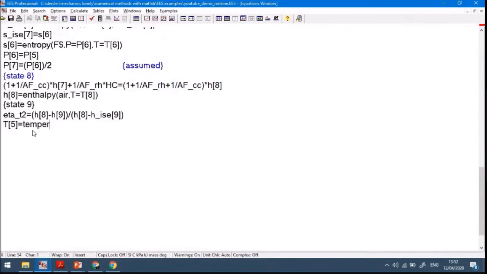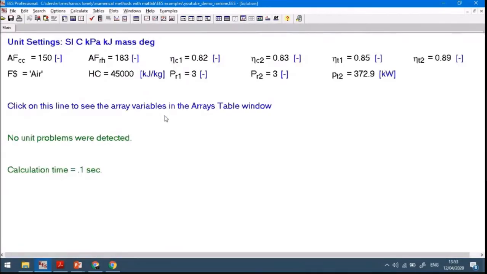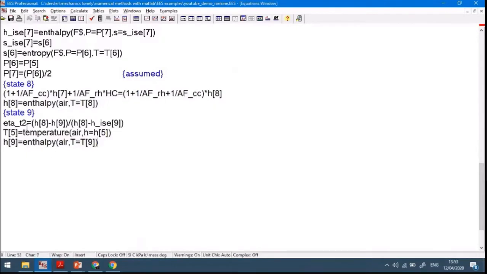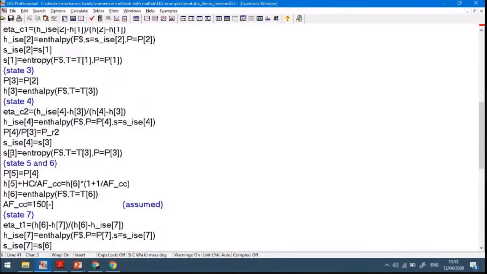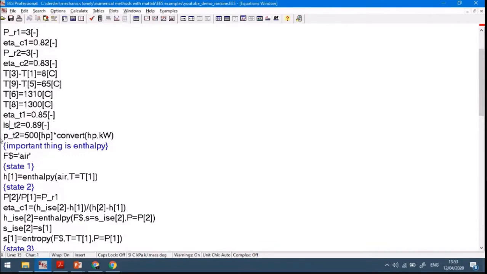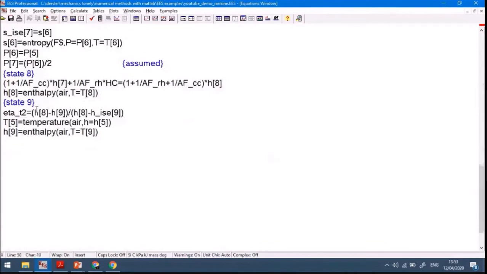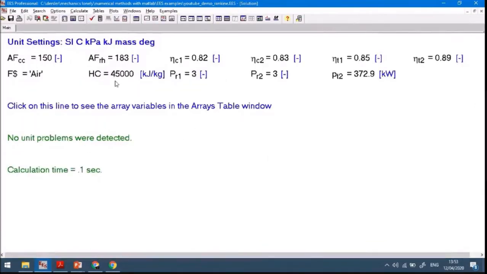Okay, so temperature at 5 will be temperature of air, H is H5. So I know the temperature at 5. I know the temperature at 9. Therefore, I can find enthalpy at 9. So T is T9. Okay, so let's run it. So we have errors. By the way, this one is eta 2. I had written it firstly as ISO 2, but I corrected it to eta 2 because it gave an error. Names are different. So we have everything till 9.